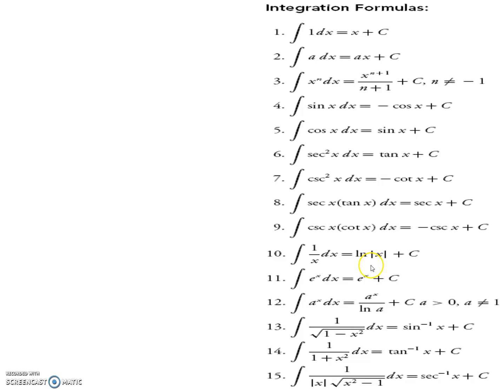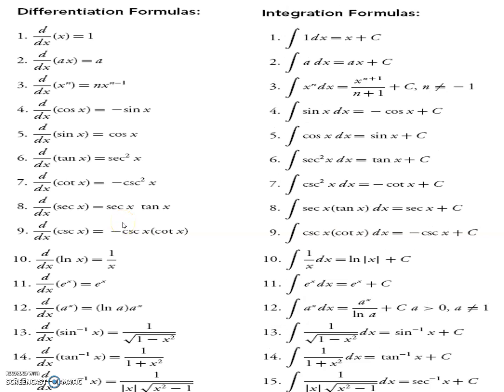Integration of 1 upon x dx is log x plus c. Integration of e raised to x dx is e raised to x plus c. Integration of a raised to x dx is a raised to x upon log a, plus c, where a is greater than 0, a not equal to 1. Integration of 1 upon under root 1 minus x square dx is sin inverse of x plus c. Integration of 1 upon 1 plus x square dx is tan inverse of x plus c. Integration of 1 upon x under root x square minus 1 dx is equal to sec inverse of x plus c. This way, these are antiderivatives.